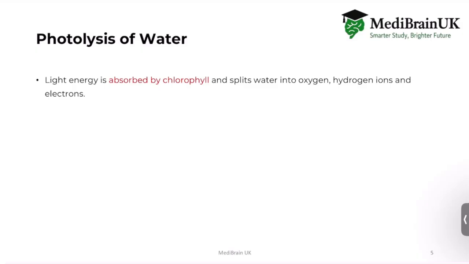Okay, so first of all, we've got our chloroplast, we've got our chlorophyll. When light shines down on the leaf, the light energy is going to be absorbed by the chlorophyll.